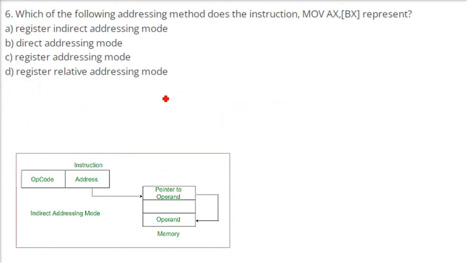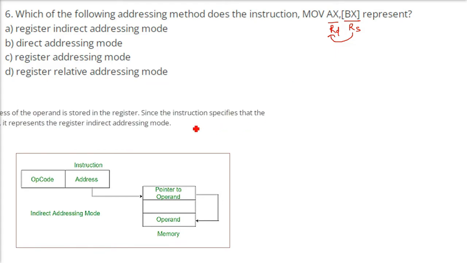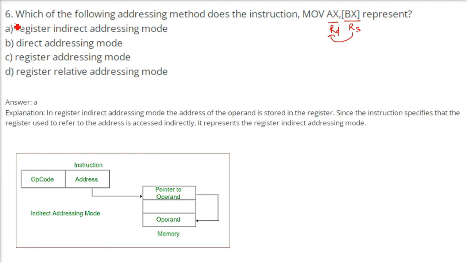Which of the following addressing methods does the instruction MOV A, B represent? See, first of all, there are different kinds of addressing methods. Addressing method is nothing but where the data will be, whether it is available right there, or in the register, or in the memory. So this is the addressing mode. So the answer here is register indirect addressing mode.